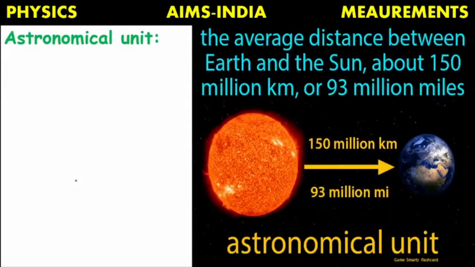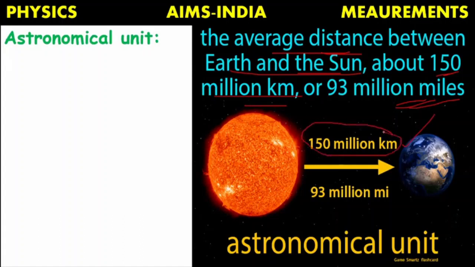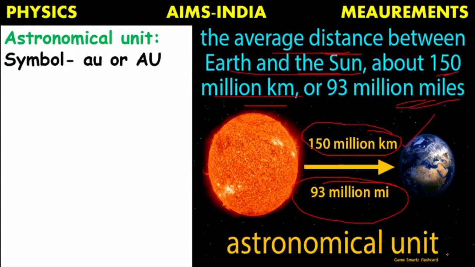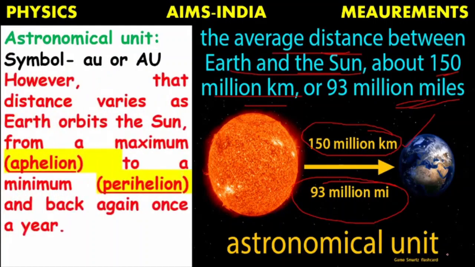Astronomical unit. Here, astronomical unit means the average distance between the Earth and Sun. It is about 150 million kilometers, or in terms of miles, 93 million miles, from Earth to Sun. So this distance is considered as an astronomical unit. Its symbol is small au or capital AU.